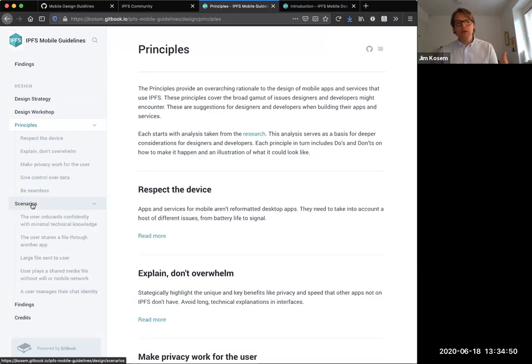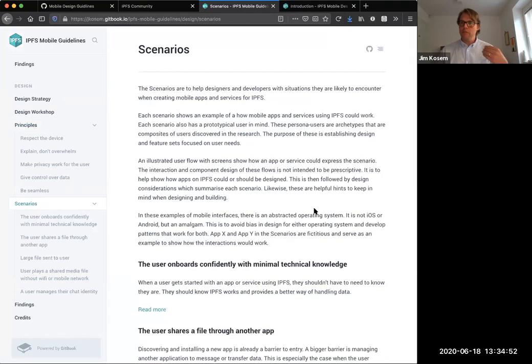From the principles, we built scenarios. And the principles are, let's say, a rationale, a framing of how to think about these different things, about respecting the device. When I'm just starting to build, when I'm starting to design, this should be seamless to the user, and they should have the ability to do that and that and that. And then from that, we built these scenarios. And scenarios are user flows or sort of design patterns.